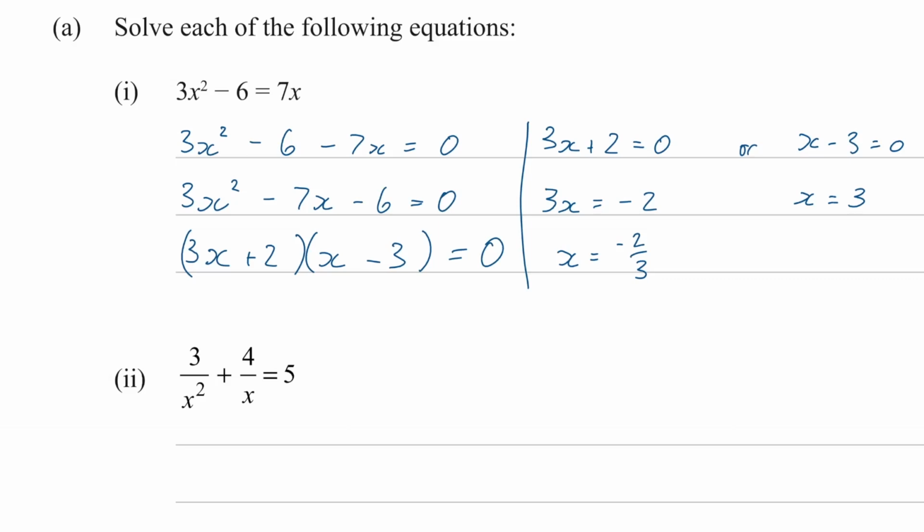And if you're unsure, just pick one and substitute it in for x to show that the left-hand side does equal the right-hand side. Right? It takes less than 20 seconds, and then you'll know you're right.